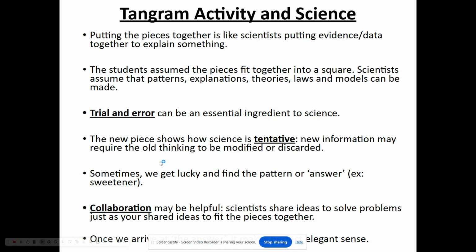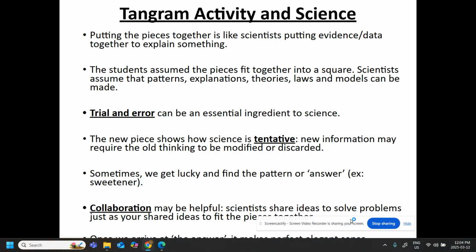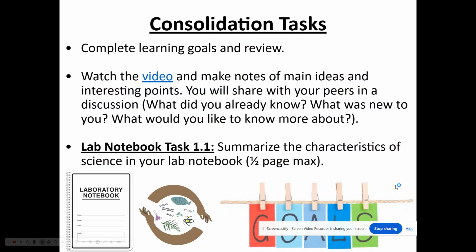Now, the first time you built the square and the teacher came along and gave you the X piece, that represented science being tentative. The X piece was a new piece of information that forced you to change your way of understanding the world a bit more. And you had to now incorporate this new piece into your understanding. So it changed the way you viewed it. Collaboration. So if you couldn't solve the X piece on your own, maybe you got some clues or hints or ideas from people.